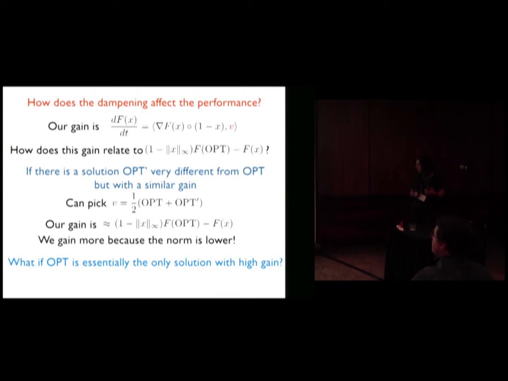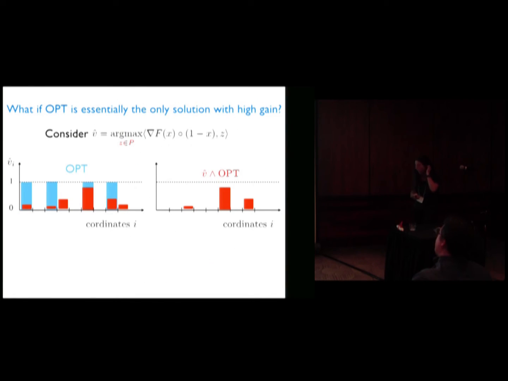Okay? But then that doesn't look too bad either, because intuitively, this direction V, the maximum gain direction, should be well correlated with opt. Why is that? Let's think about it in this way. Imagine that I drop the dampening, and I consider this vector V hat, which has the maximum gain. So no dampening, just the maximum gain.